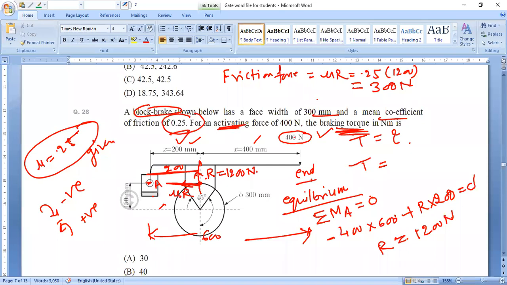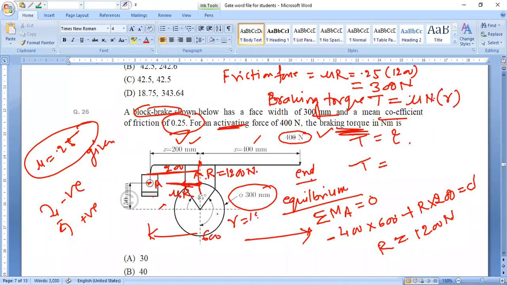After finding the frictional force, we can find the torque, or you can say the braking torque or the frictional torque. So many names. So the braking torque T is given by the friction force multiplied by the radius of the pulley. The diameter of the pulley is given as 300, so the radius of the pulley is 150, that is 300 by 2, 150 mm. So I can use mu R into small r. Mu R is 300 and small r is 150. Multiply this, how much do you get?